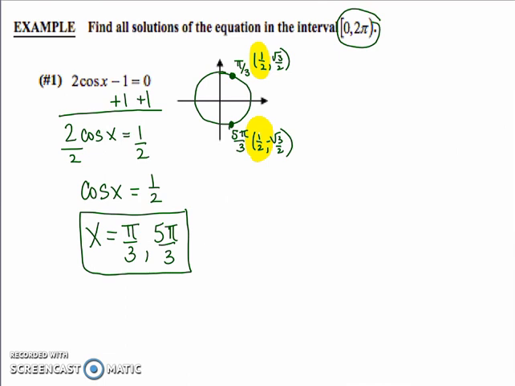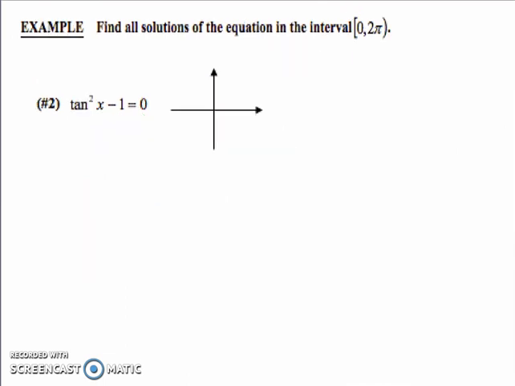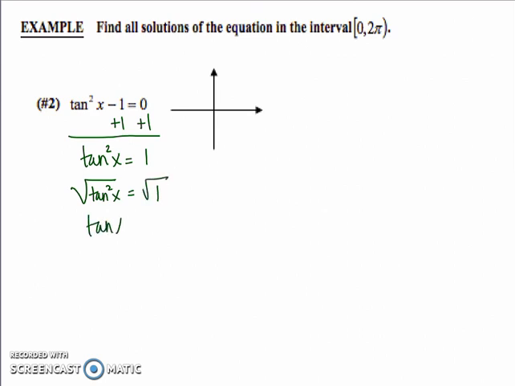All right, let's look at number 2. Example number 2, we've got tangent squared x minus 1 equals 0. Again, we're just going to do some algebra. We're going to add 1 to both sides. So then we have tangent squared x equals 1. And then if we want to undo something that is squared, we have to square root it. So we end up with tangent of x equals, remember when we square root, we get two answers, right? So we get plus or minus 1.